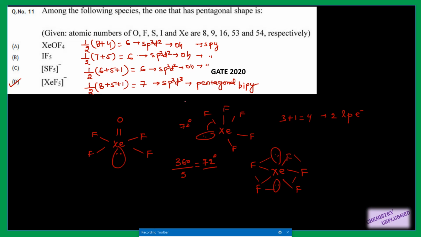Next is, based on VSEPR theory, the predicted shapes of XeF5 minus and BrF5 respectively are. So we have seen this molecule in the previous question also. It will be pentagonal planar in nature, means your first option can be correct, because in the first option only this XeF5 minus has pentagonal planar structure, right? So the first should be correct, but we will also check this BrF5.